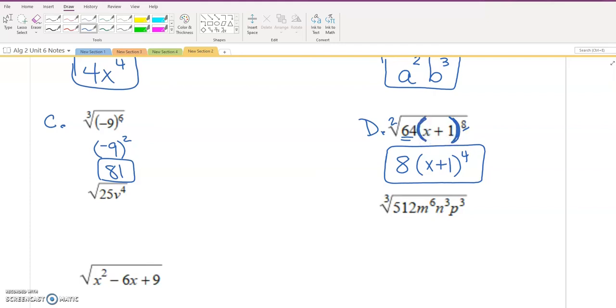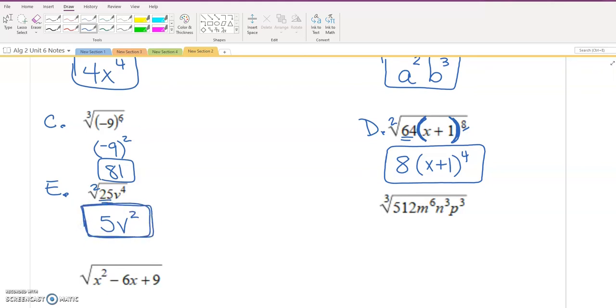There we go. Alright, so for our next one, we have E, the square root of 25v to the 4th. So the first thing we do is just take the square root of 25, which is 5. And now we divide the exponent by the index of 2. So 4 divided by 2 is 2. So v squared. And we're done.